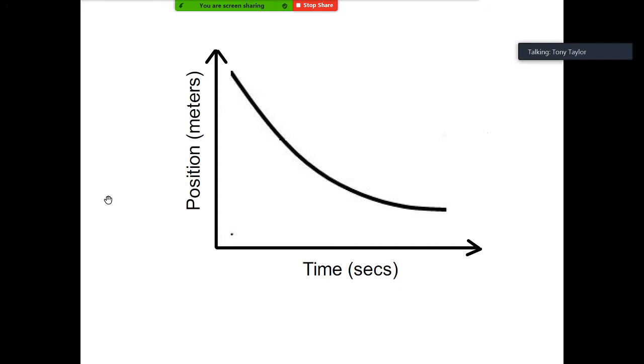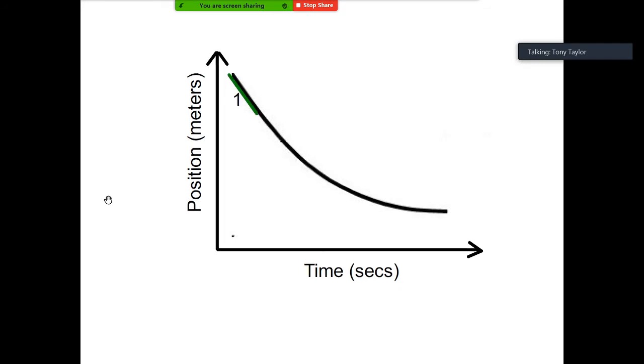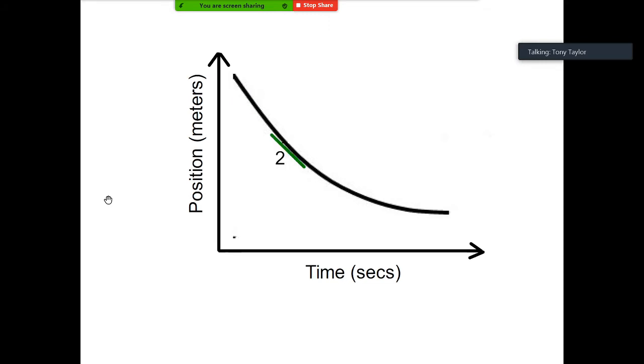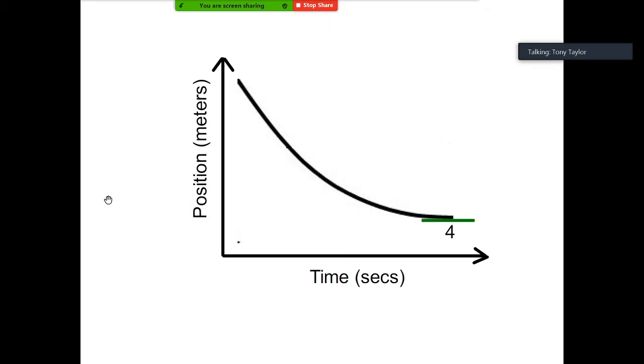If I draw a trend line near 1 second, notice that trend line starts off relatively steep, but as I keep going, if I draw a trend line at 2 seconds, and at 3 seconds, and 4 seconds, you'll notice it flattens out. So the curve is clearly going from steep to flat. As we're getting flatter with time, that always indicates an object that is slowing down.